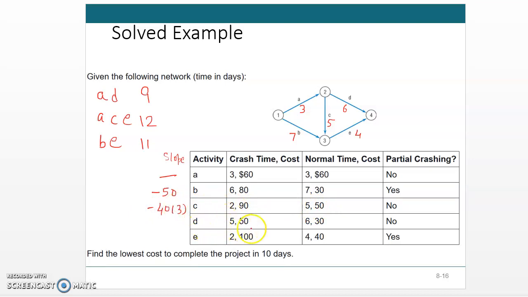D is 20, but this will be for 1 day. And E is 100 minus 40, which is 60. 60 divided by 2 is 30. In this case, partial crashing is allowed. So this is the cost slope.